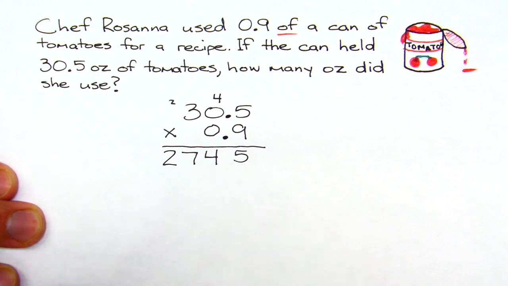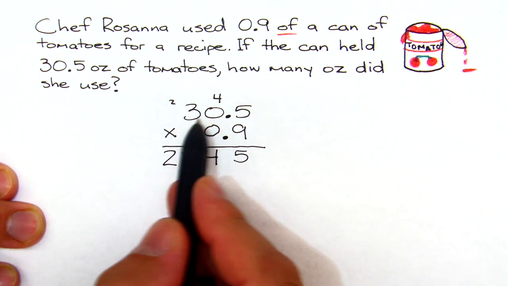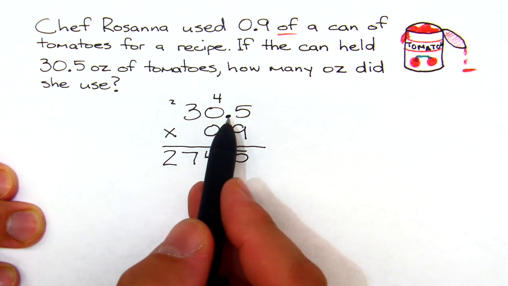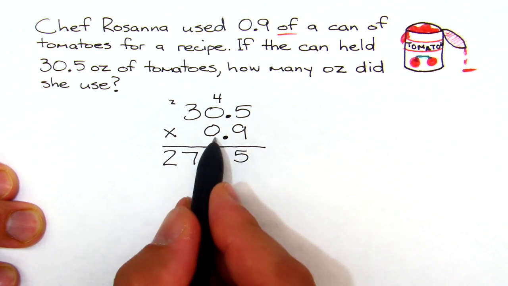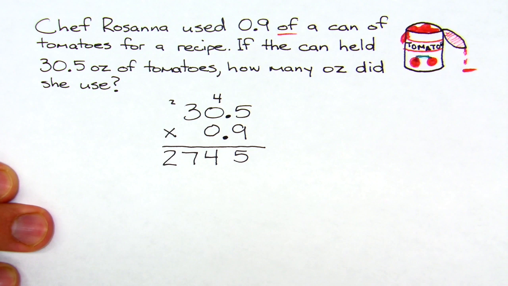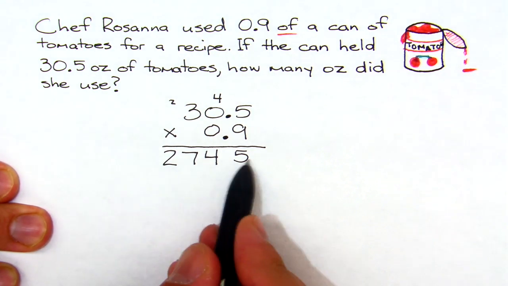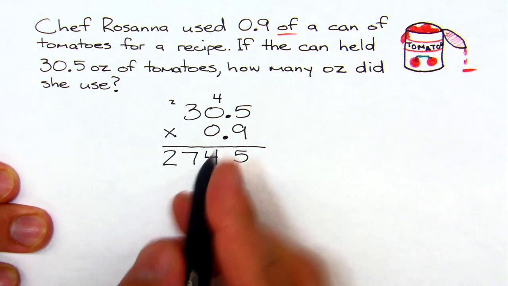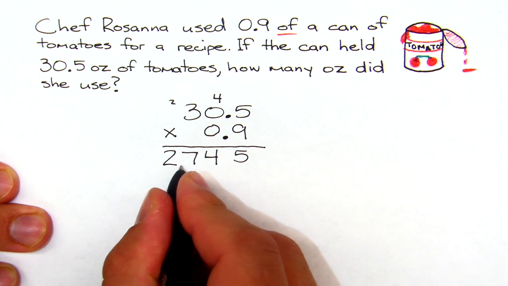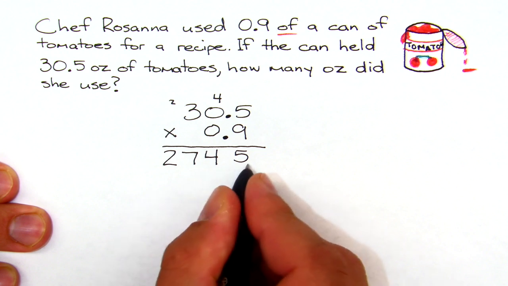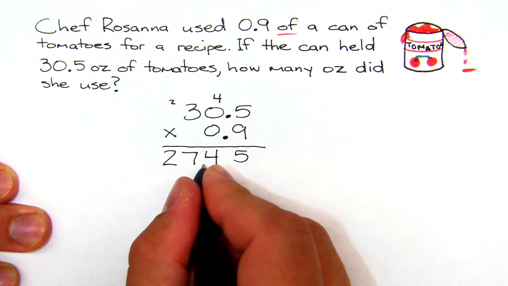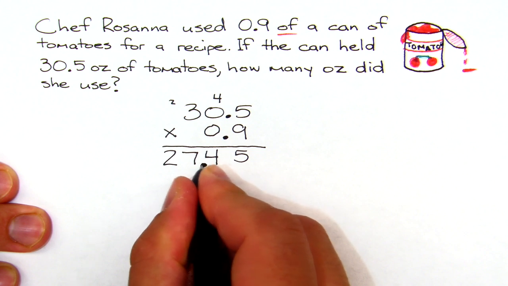So right now we have 27.45, or 2745. Now where does the decimal go? Well, I'm multiplying about 30 times about 1, because 9/10 rounds to 1. So my answer should be pretty close to 30. Where would I put the decimal to make it close to 30? Well, 2 isn't close to 30, but 27 is. 274 is way too big, and 2,745 is way too big. So the best spot, number sense wise, to put the decimal is right here.